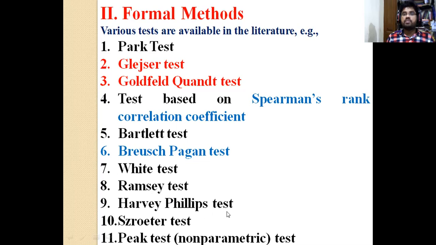Ninth one, the Harvey-Phillips test. And the 10th one, what we can say, the Sigerotter test. And the 11th one, the peak test. That's a non-parametric test. So there are a number of tests available in the literature. How can we identify heteroscedasticity? I will remember this thing. What are the tests that are there?